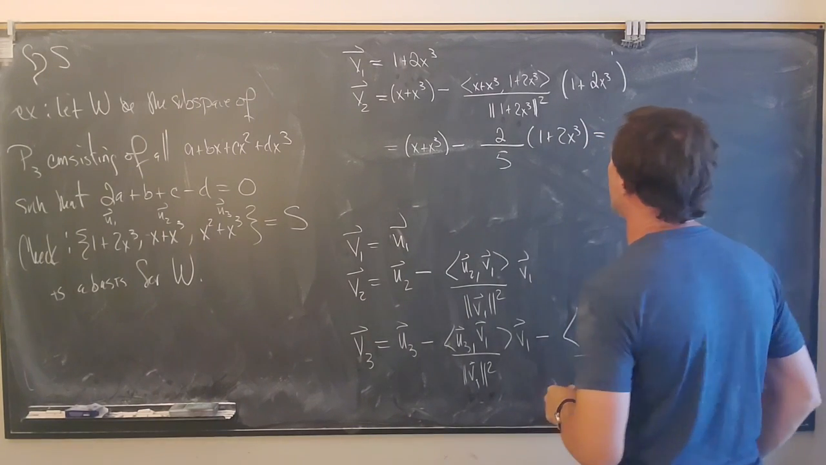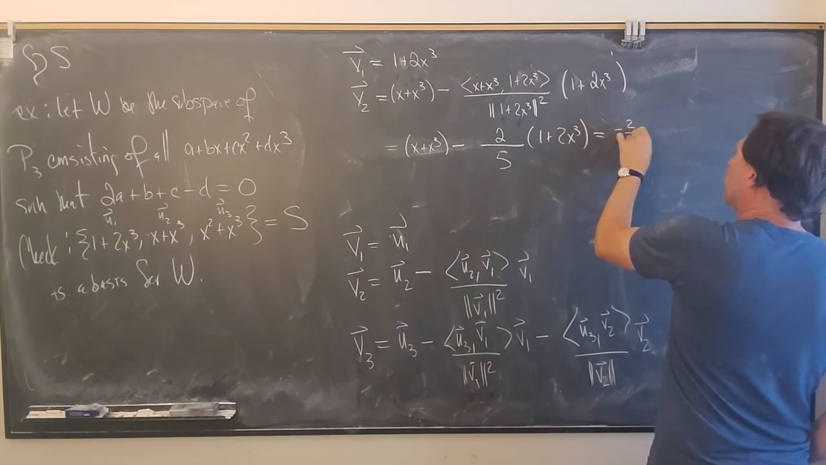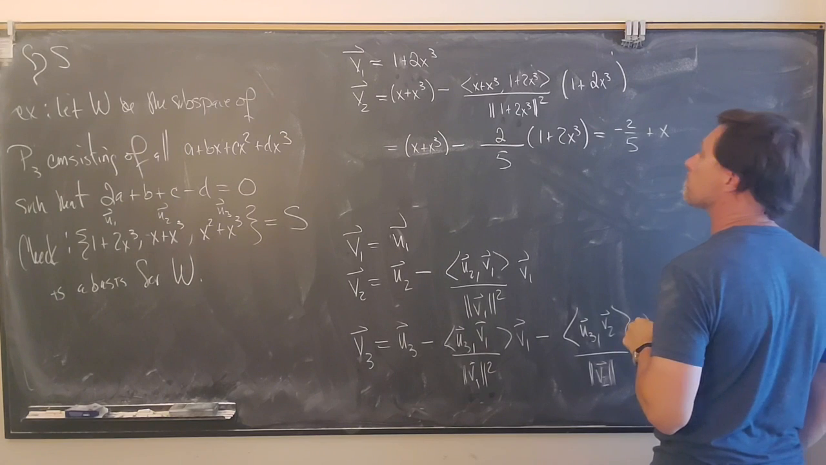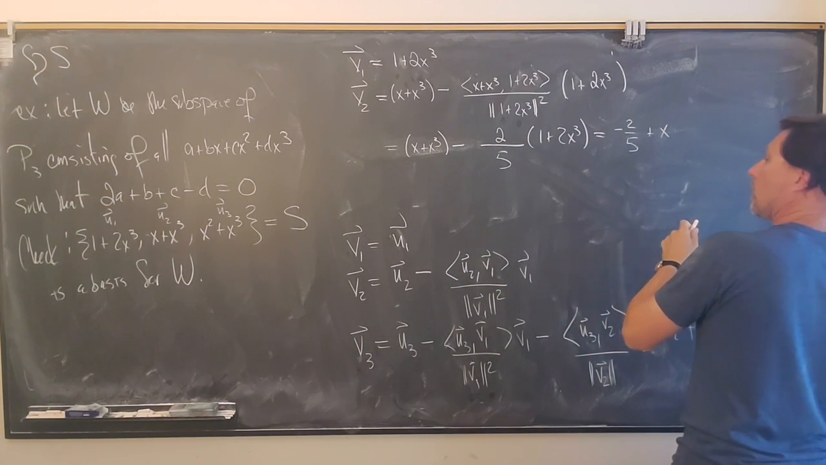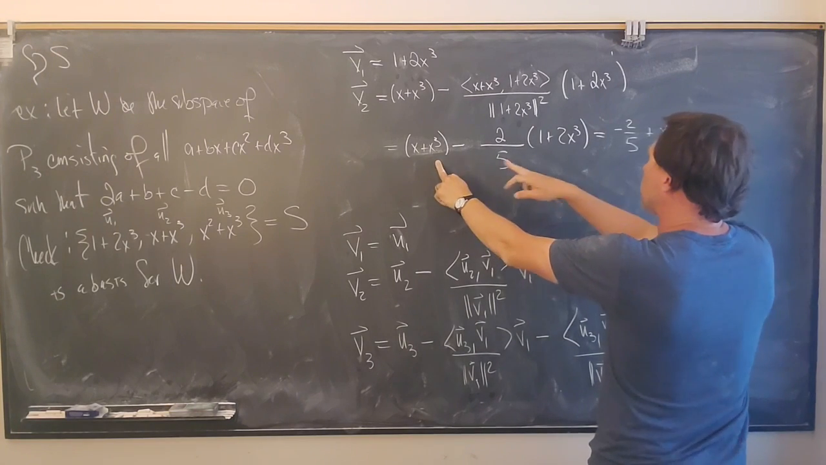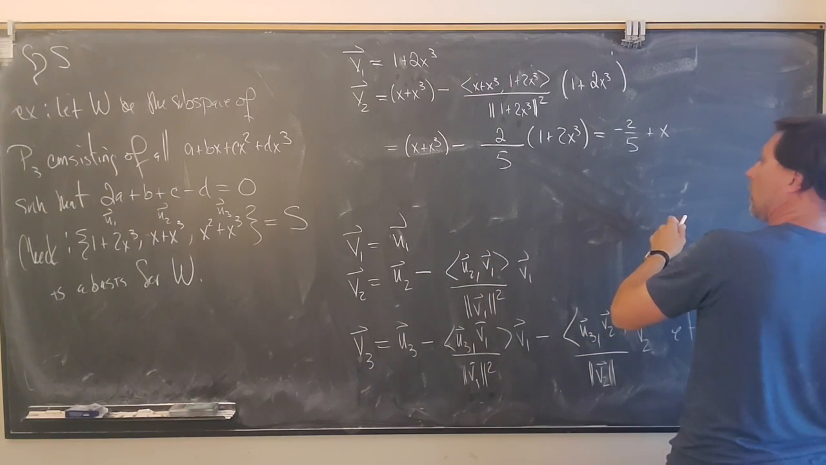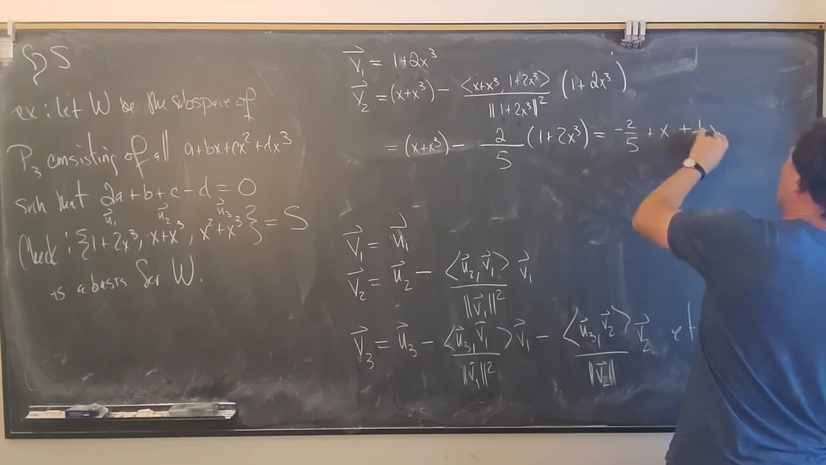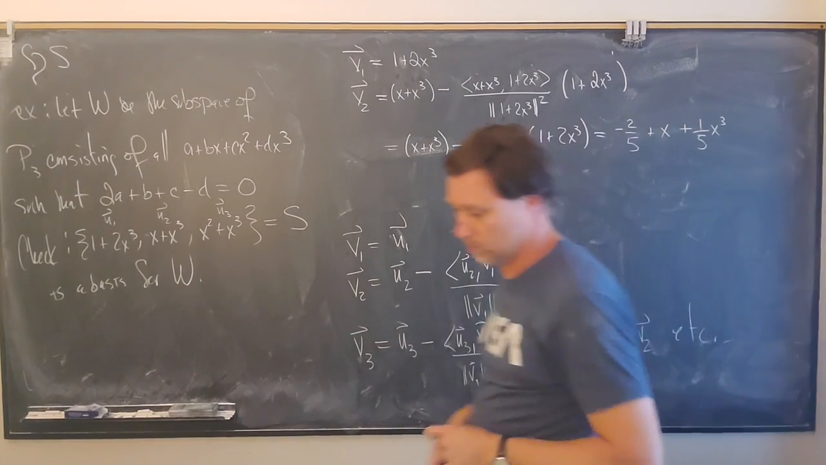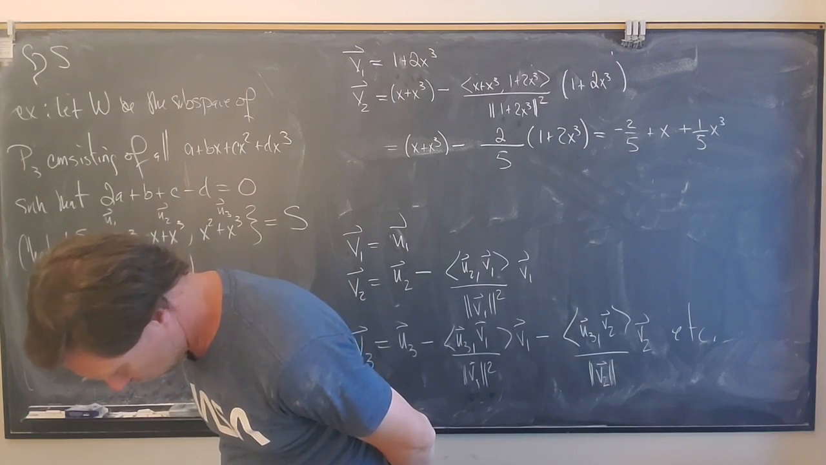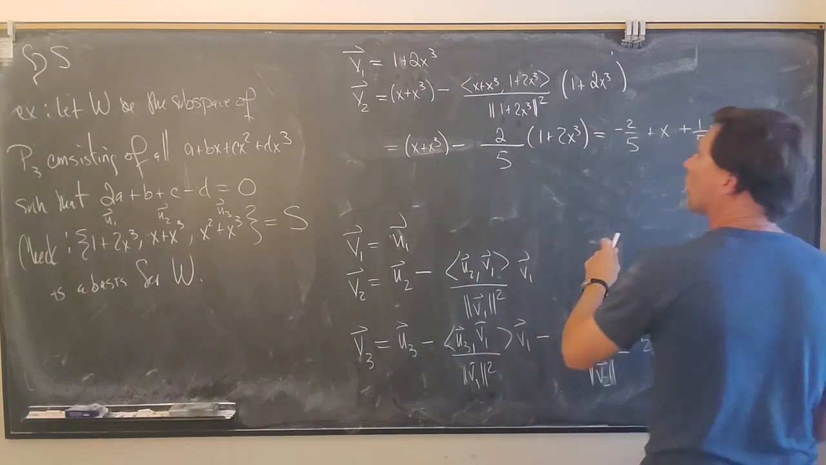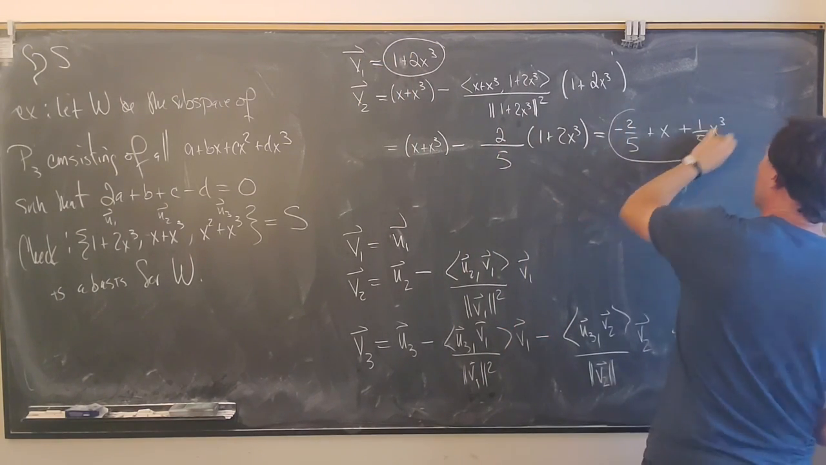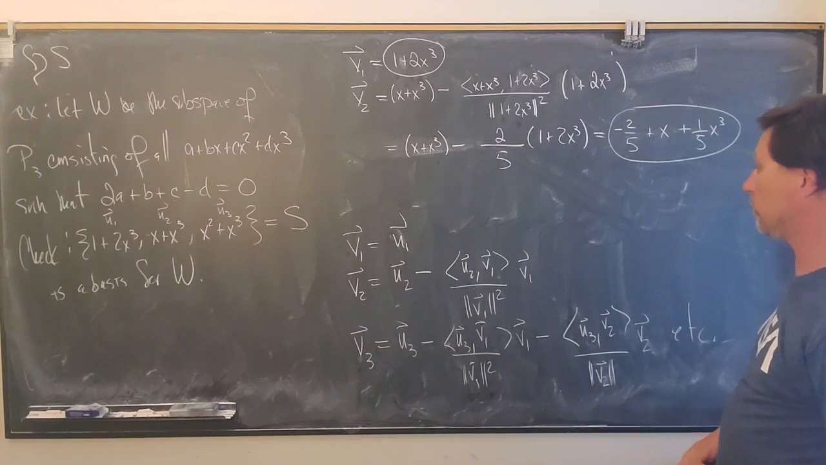And so this will be negative 2/5 plus x. Then I'm going to have x cubed minus 4/5 of x cubed. So I think that should be plus 1/5 x cubed. Yep. So here, I'm going to circle these. Here's polynomial 1, and there is polynomial 2. That's my v sub 2.